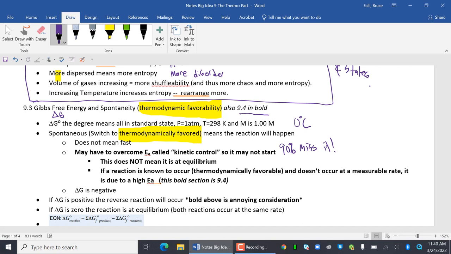If the reaction is known to occur thermodynamically favorable and doesn't occur at a measurable rate, it is due to a high EA. Basically, if I have a little wedge right here and I have a ball, that ball can roll down the hill, right? But the wedge is in there. Will the ball spontaneously roll down the hill? Yes, of course, if I remove the wedge. Will the ball spontaneously roll up the hill? No, not spontaneously. Can I make a ball roll up a hill? Yes, if I put energy into it. So if a reaction is spontaneous, delta G is negative, which means thermodynamically favored.